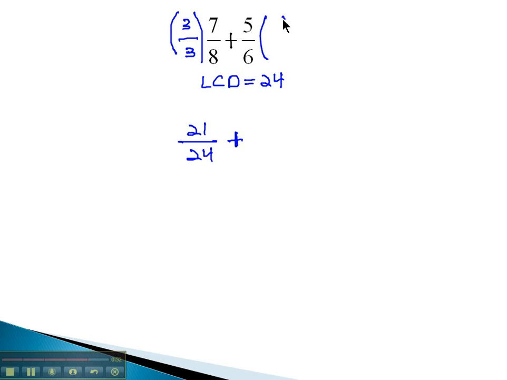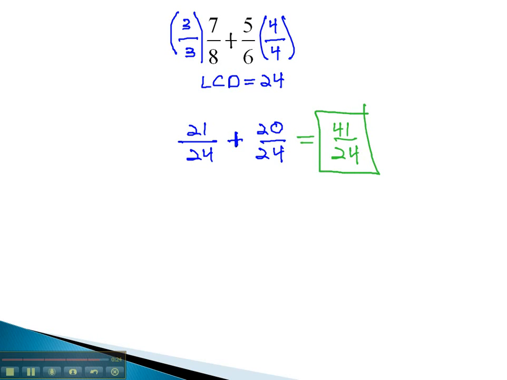6 needs to be a 24, so it needs to be multiplied by 4 in the numerator and denominator. 5 times 4 is 20 over 6 times 4 is 24. We now have that common denominator we want, and we're ready to add the numerators. 21 plus 20 is 41 over the common denominator of 24. This fraction does not reduce, and so we have our final solution.